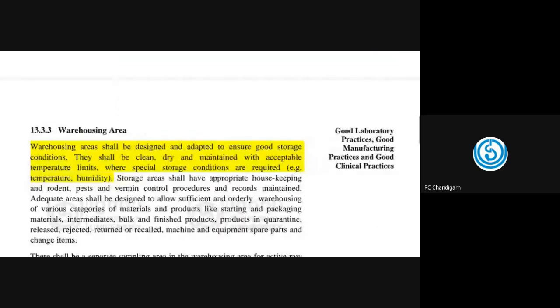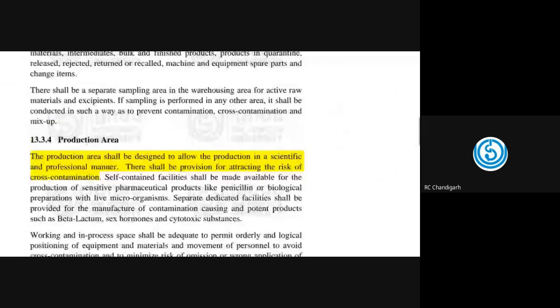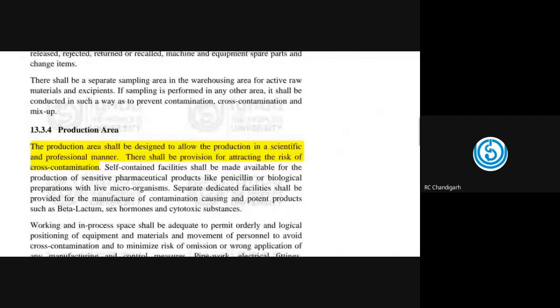Then warehousing area. Warehousing areas shall be designed and adapted to ensure good storage conditions. They shall be clean, dry, and maintained within acceptable temperature limits where special storage conditions are required, for example temperature, humidity. Storage areas shall have appropriate housekeeping and rodent, pests, and vermin control procedures, and records are to be maintained.